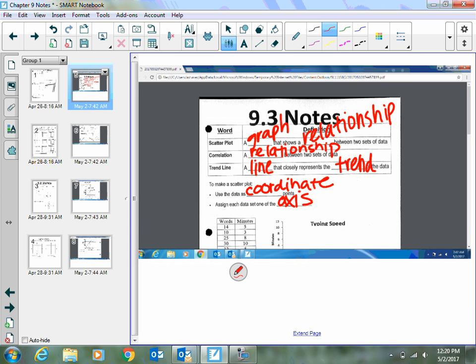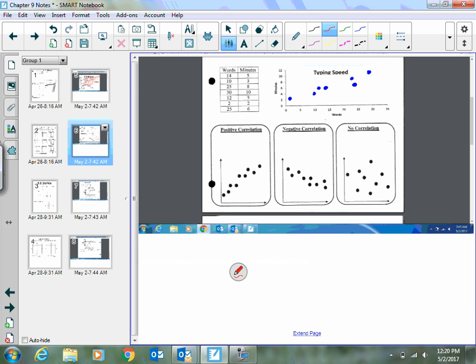Okay. So to make a scatter plot, you just take the two things you're comparing and put one on the X and one on the Y. So if you notice, they put words on the X, minutes on the Y. What do you suspect's going to happen? If you're typing, what do you suspect's going to happen compared with minutes and words? What do you think the trend's going to be there? Gonzalo?